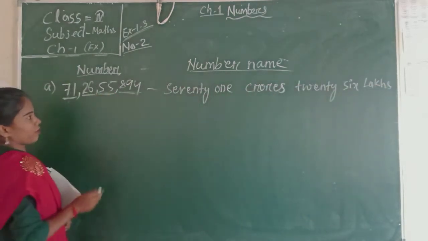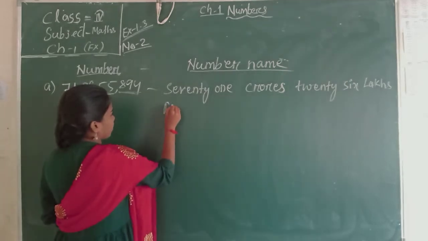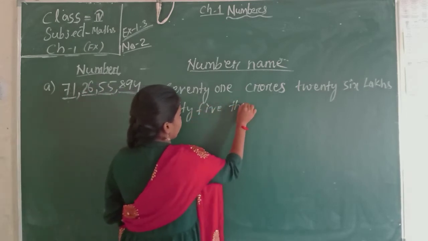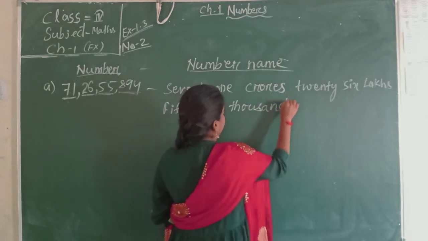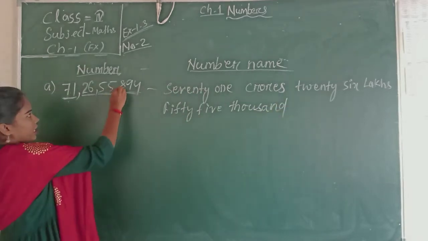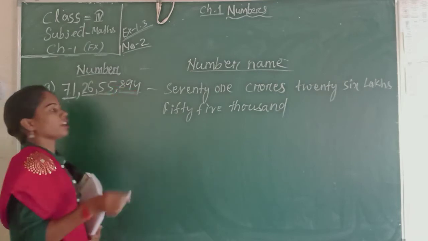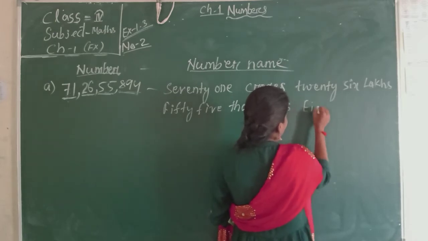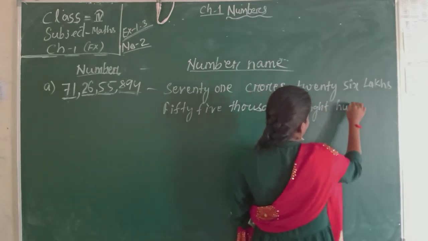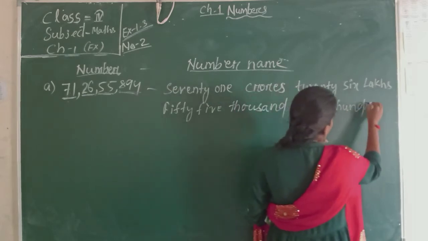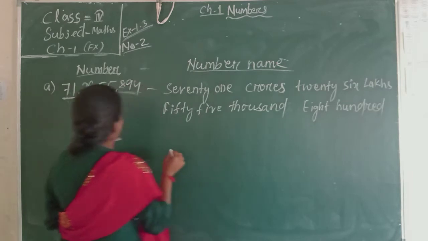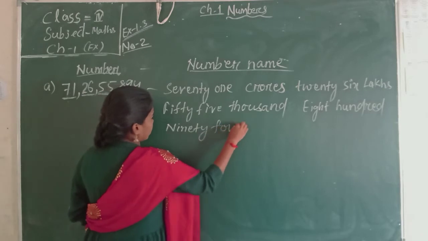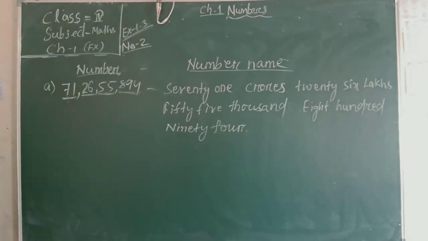Next come to the thousand period. In the thousand period there is 55. 55,000. Next, 55 is over. Next come to the ones place. This is how much? 894. So write here 894. This is the number name for this number. Okay.